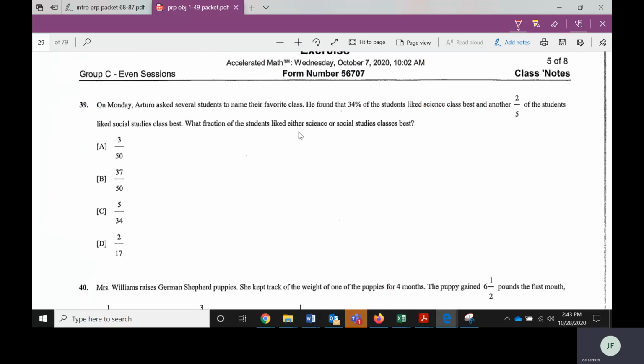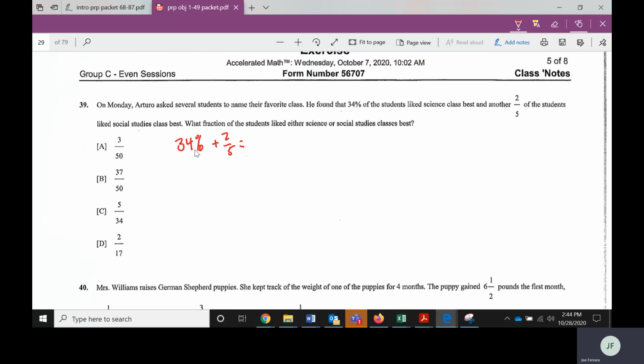But what I'm going to say is they both can be converted to decimals pretty easily. So we want to find what fraction of the people like one or the other. So we're just going to group those together. If there was 3 people that like science and 4 people that like social studies, how many liked one or the other? It would be 7. Okay, you just add them together. So here we're going to have 34% like science plus 2/5 like social studies. What's that going to equal?